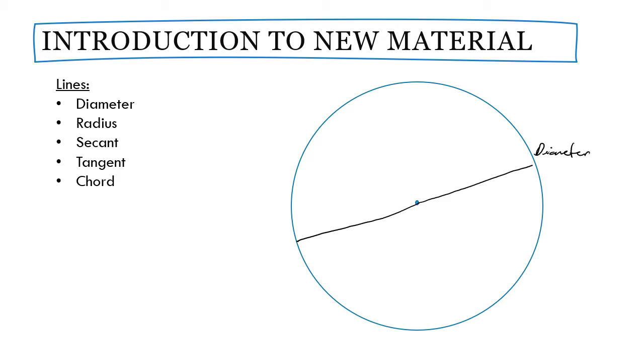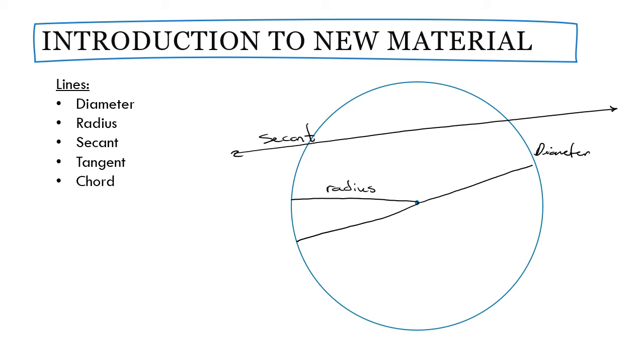The next one is a radius, and a radius is half the diameter, goes from any point on the edge of the circle to the center. Now keep in mind, the radius is half of the diameter, so in other words, the radius times 2 equals the diameter. The next one is actually called a secant. Now secant is going to go outside of the circle, pass through the circle, and then continue on. This is called a secant.